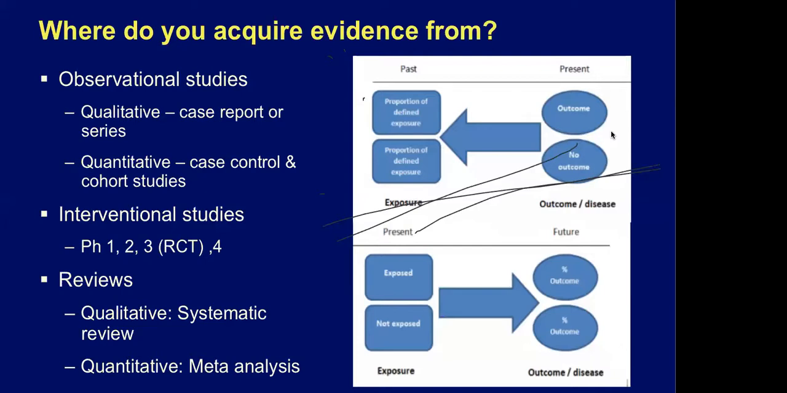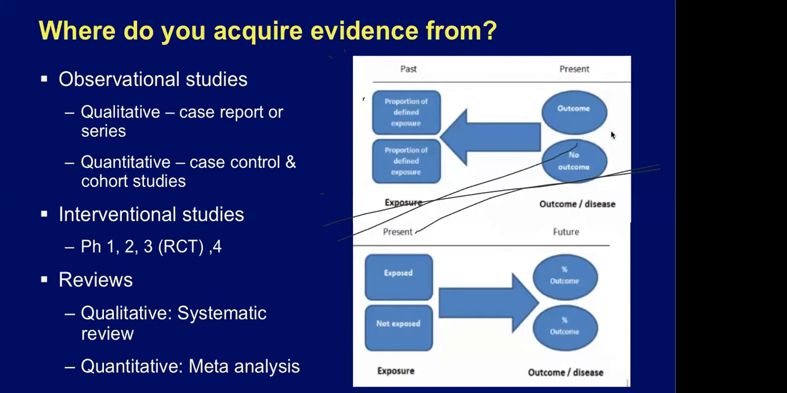That's something that you will learn in the next lecture next week. When it comes to cohort studies, it's a little different. You're starting from exposure, following them up and looking for the outcome. Remember, it's just the opposite of a case control. In a case control, you already had the outcome.